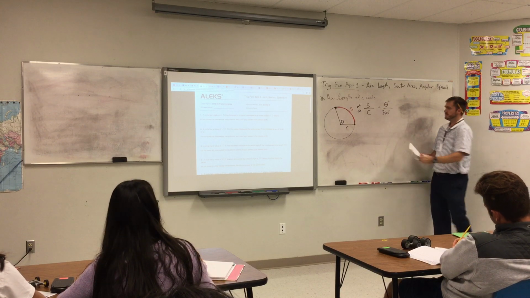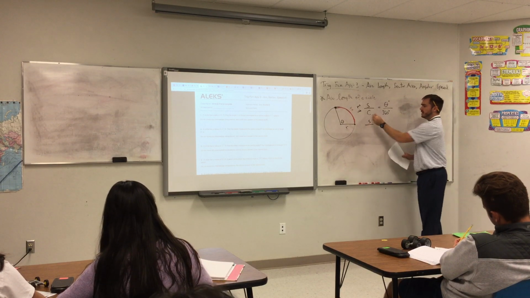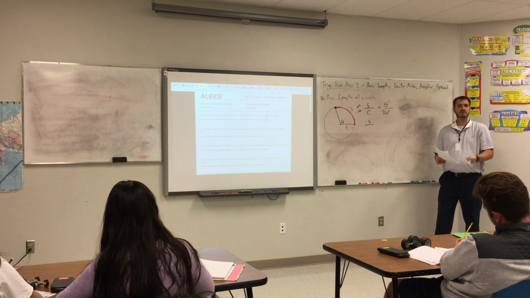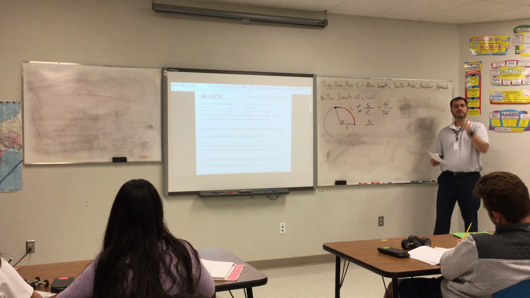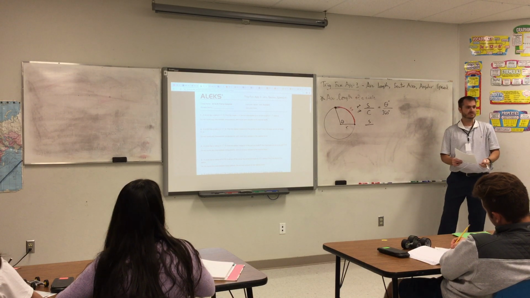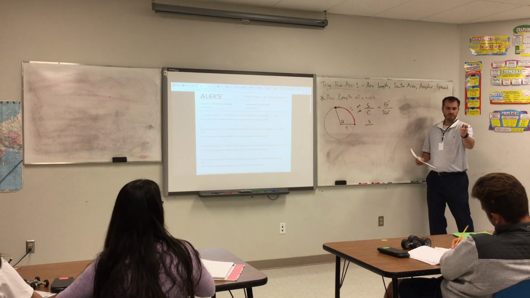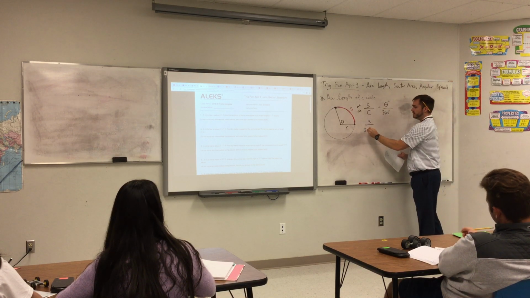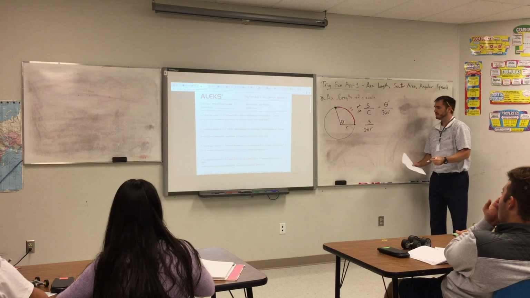Let's go ahead and do some substitutions here. Formula for circumference: pi d. I'm going to write it as 2 times pi times r.